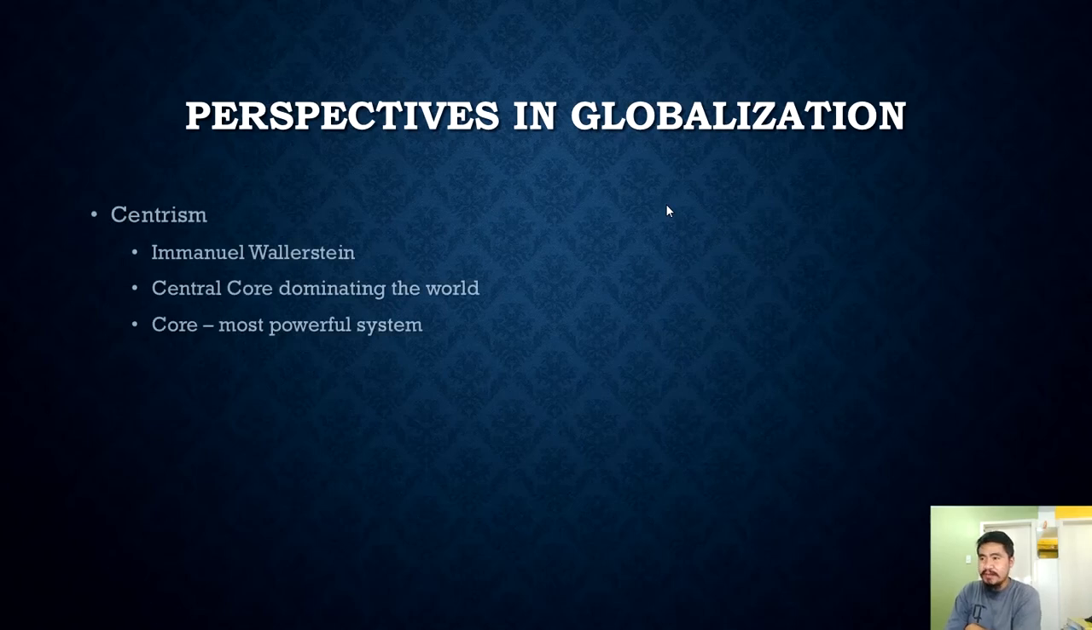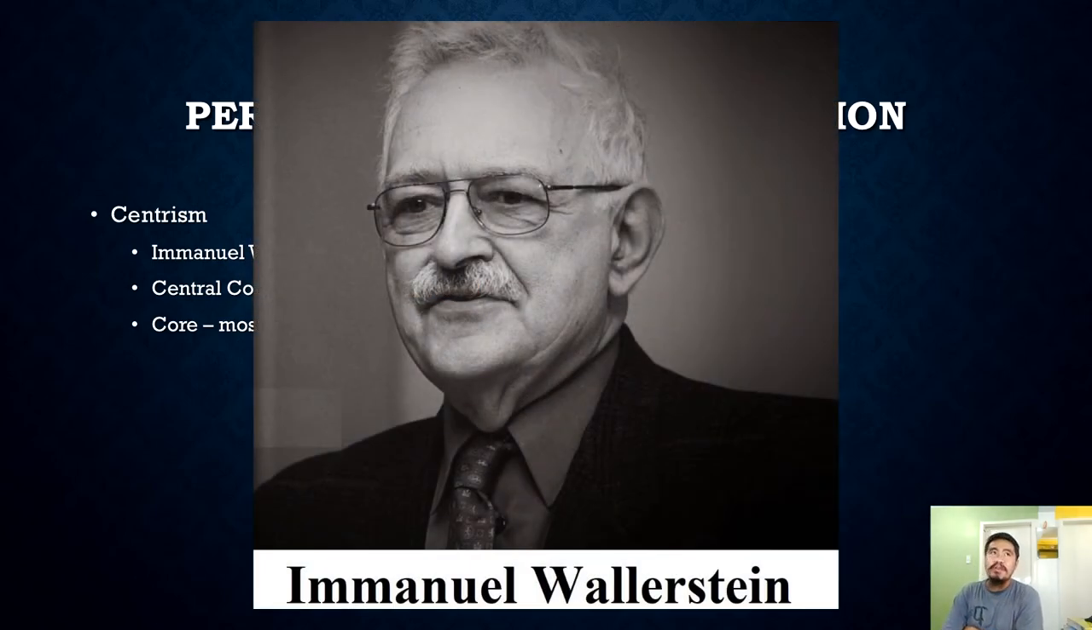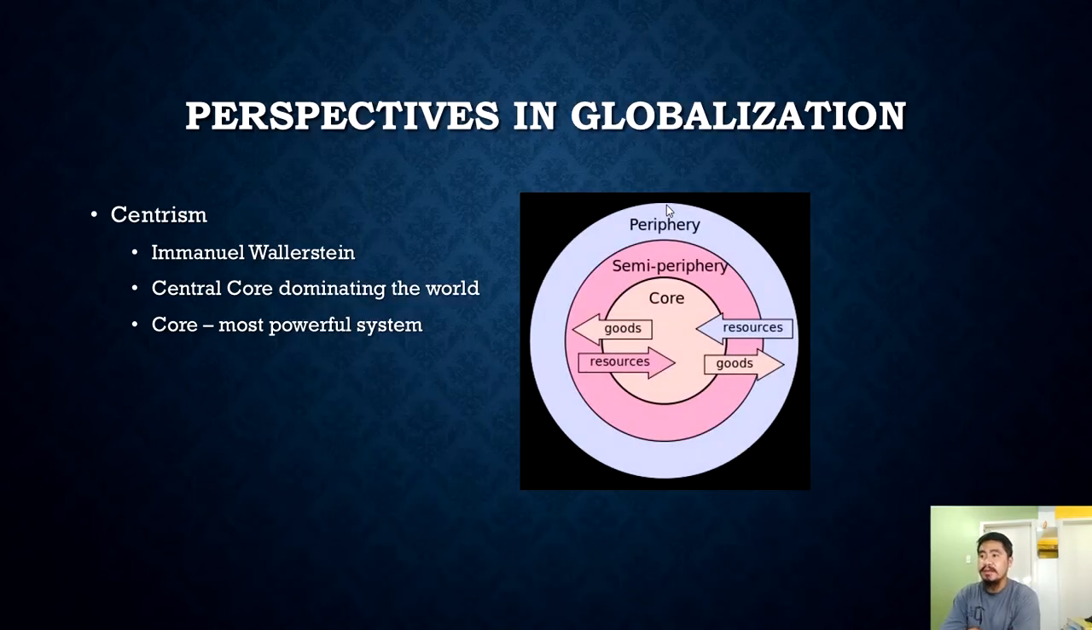Now, to define the first perspective is now centrism. Now, centrism is proposed by Immanuel Wallerstein. Now, Immanuel Wallerstein is a proponent of international relations. To those who are studying economics, sociology, and political science, sikat na sikat siya when it comes to international relations or the discipline of IR. So, ito yung sinasabi ni Immanuel Wallerstein.